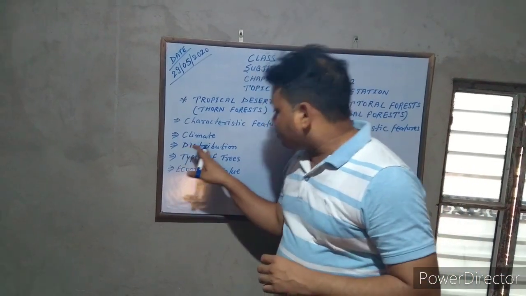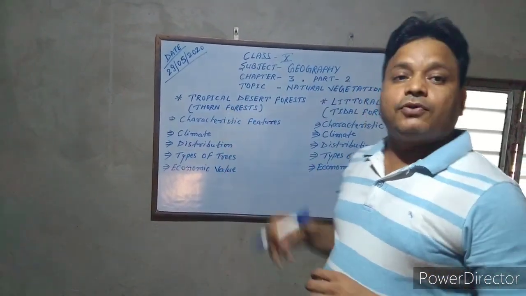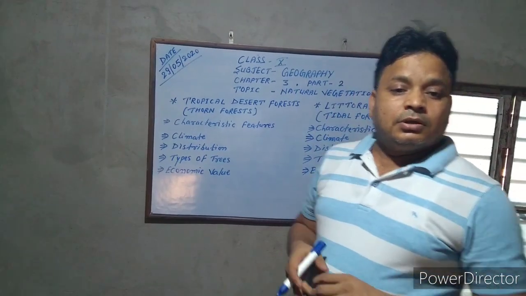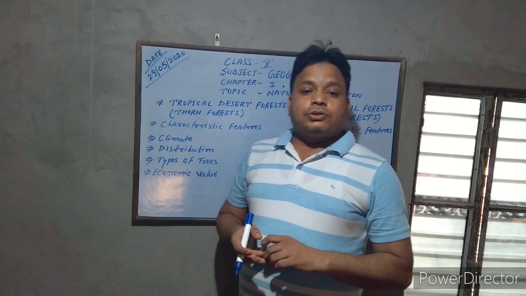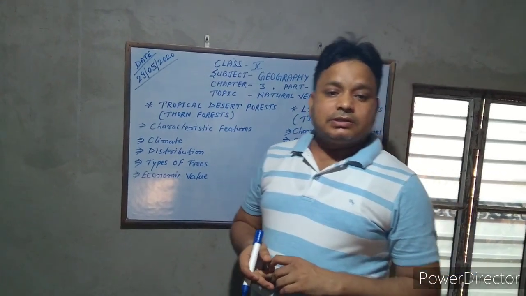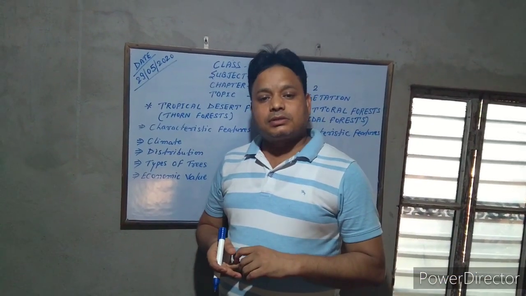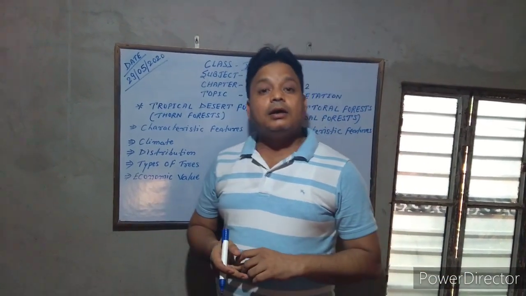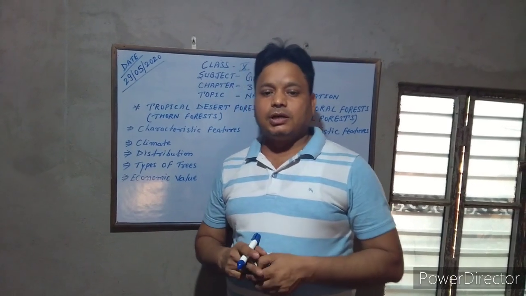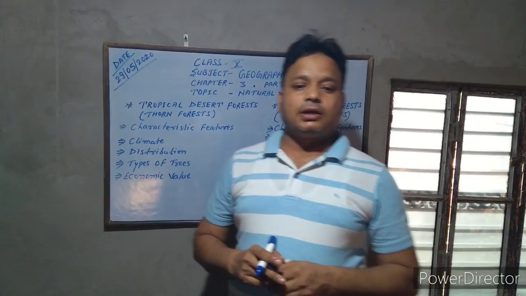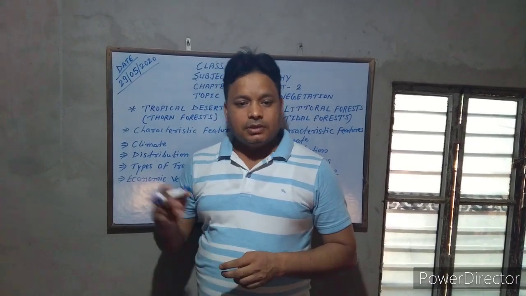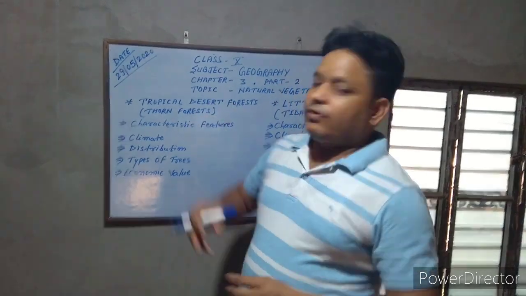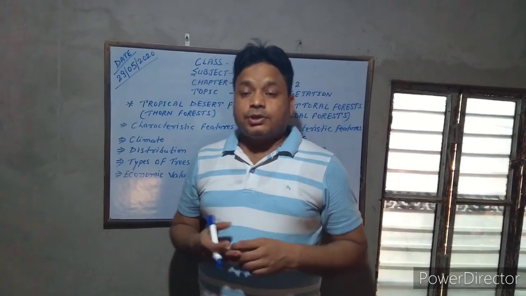Now, student, I am going to discuss the distribution of tropical desert forest. Where are these forests found? The dry deciduous forest can be found in the following regions in India: central and eastern Rajasthan, southwestern Punjab and Haryana, and parts of Gujarat, Maharashtra, Chhattisgarh, Karnataka, and Andhra Pradesh. In these areas the tropical desert forests are found. What types of trees are found?